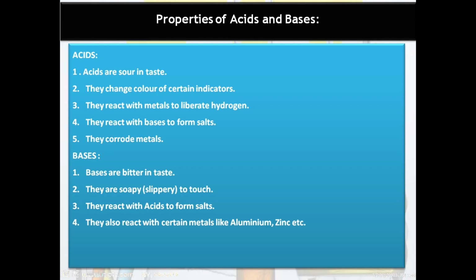Properties of bases. Bases are bitter in taste. They are soapy to touch. They change color of certain indicators. Example, they change red litmus to blue, methyl orange to yellow and phenolphthalein into pink color. They react with acids to form salts. They also react with certain metals like aluminium and zinc.